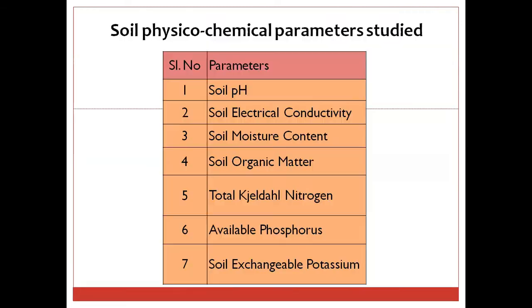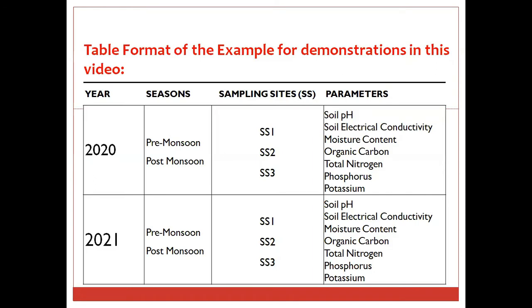And the following parameters will be analyzed for the study. In short, the detail of the hypothetical study is presented in this table. This table indicates that within the study area, soil samples were seasonally collected, that is pre-monsoon and post-monsoon season, from 3 different sampling stations, SS1, SS2, and SS3, for the years 2020 and 2021. And the parameters that are analyzed are these 7 parameters.